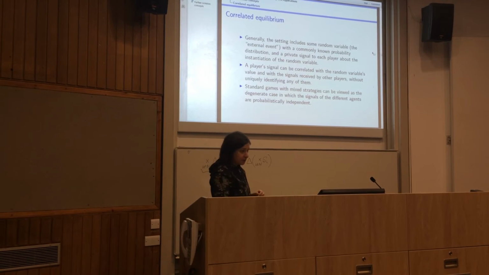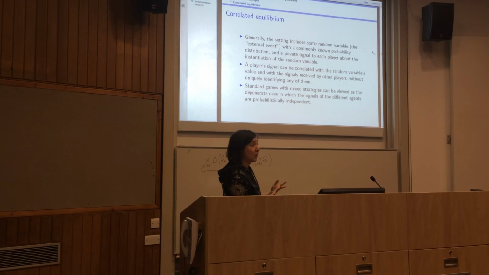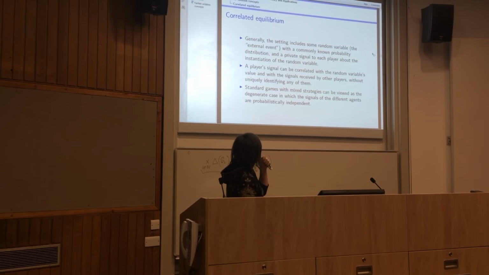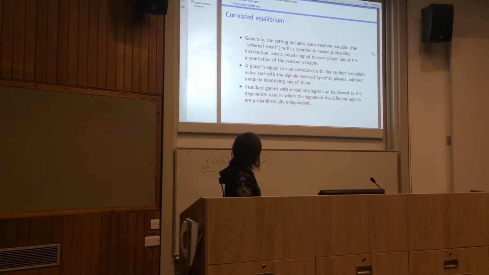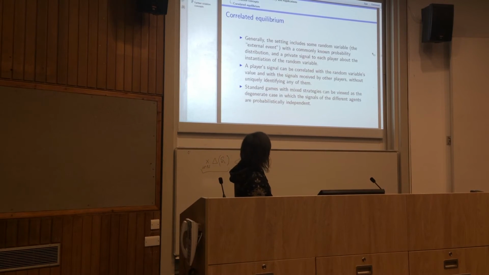So when we talk about what is the mediator and what are the signals that the agents have, how can we somehow describe this situation, give a story that would underline it. You can think that in the setting there would be some random variable that has some common known probability, and then each of the agents gets a signal about the realization of that random variable. Okay. And now the signal is correlated with the random variable's value and with the signals which are received by the other players.